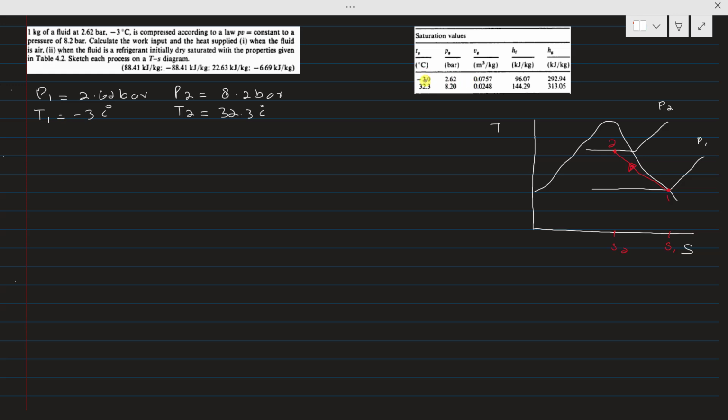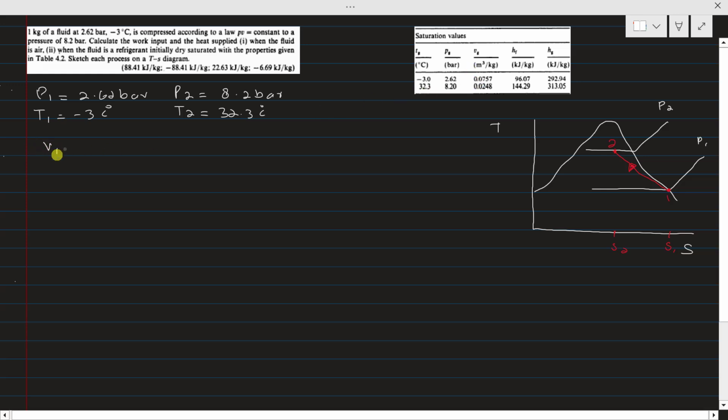From the temperature T1 and the pressure P1, the specific volume at state point 1 is 0.0757 meter cube per kg. Next we need to find its internal energy, which is equal to H1 minus P1 V1. What is H1? That is nothing but Hg1, minus P1 V1.